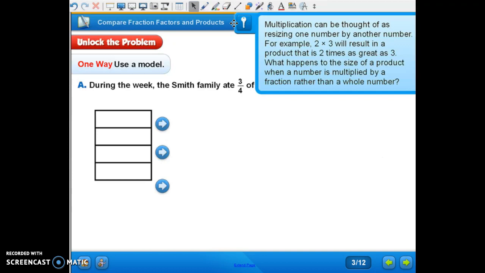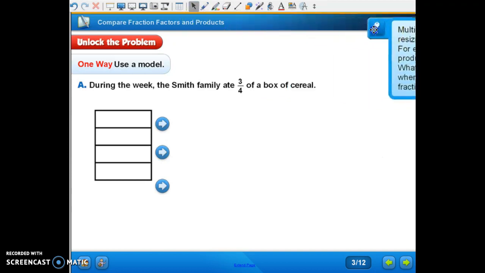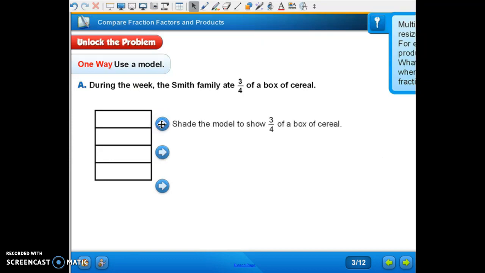What happens to the size of a product when a number is multiplied by a fraction rather than a whole number? One way, use a model. During the week, the Smith family ate 3/4 of a box of cereal. Shade the model to show 3/4. So take your pencil and quickly shade 3/4.